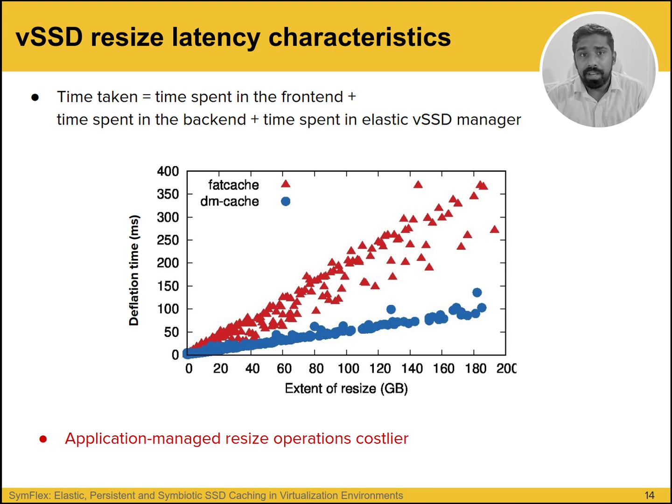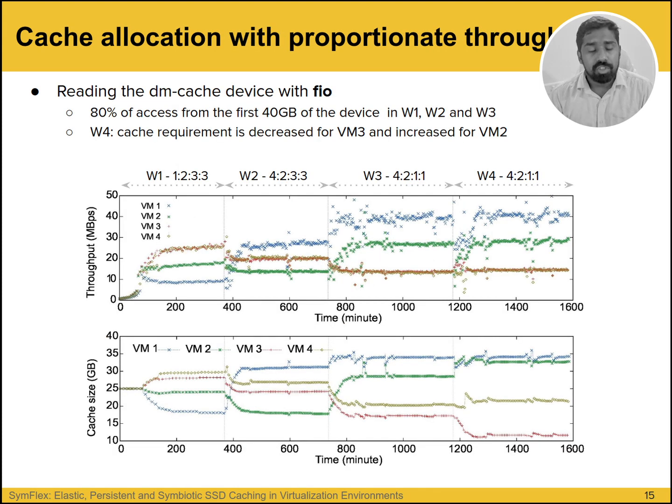The latency of FatCache is around 2 to 3 times more than that of DM-Cache, and this is because in the case of FatCache, each resize request has to cross the user space to kernel space boundary. This next experiment demonstrates the efficacy of SymFlex for an SLA-based provisioning of SSD resources across virtual machines.